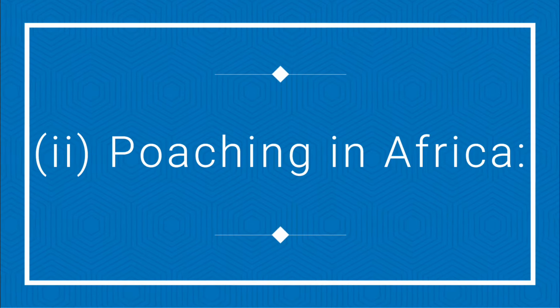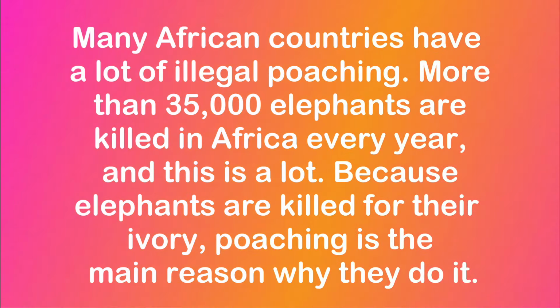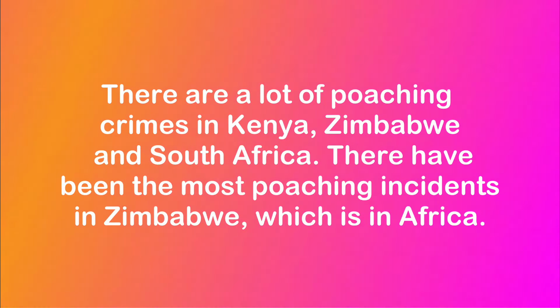2. Poaching in Africa. Many African countries have a lot of illegal poaching. More than 35,000 elephants are killed in Africa every year, and this is a lot. Because elephants are killed for their ivory, poaching is the main reason for their deaths. There are a lot of poaching crimes in Kenya, Zimbabwe, and South Africa. There have been the most poaching incidents in Zimbabwe, which is in Africa.